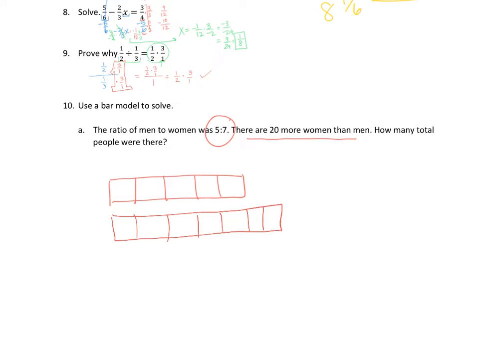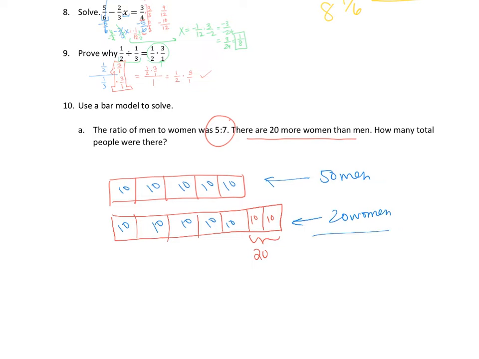And it says that it's by 20 more. So these two together have to be the 20. So really I could say those are 10. So really each of these little rectangles is worth 10. So when it says how many total people there were, well, there's going to be 50 men and a total of 70 women... altogether, we have 70 people here.